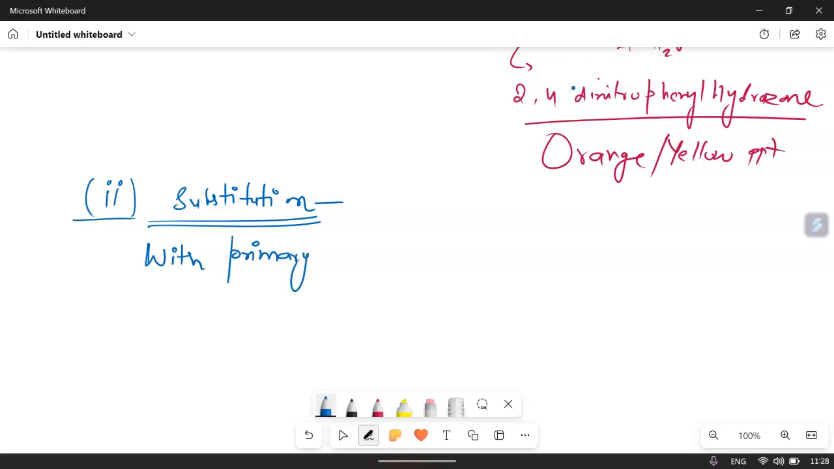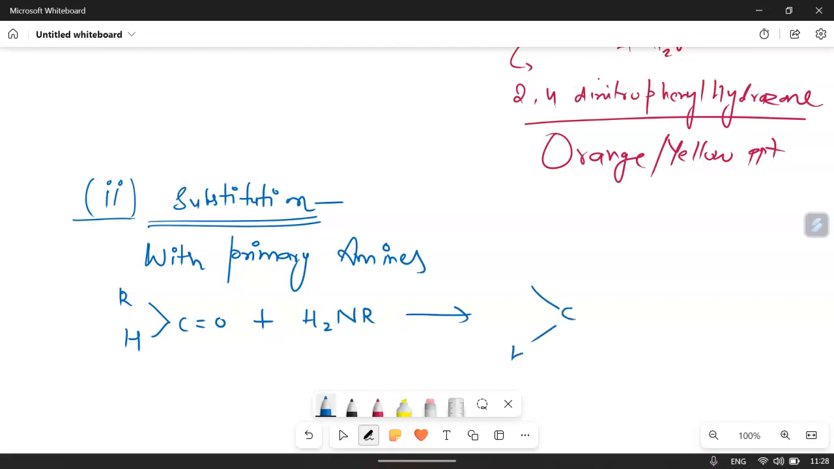Primary amines. So this reaction is like that. You have aldehyde plus primary amines. Okay, so H2N and R. This is your primary amine. This will give, this H will attach here, OH, and this NHR, right?